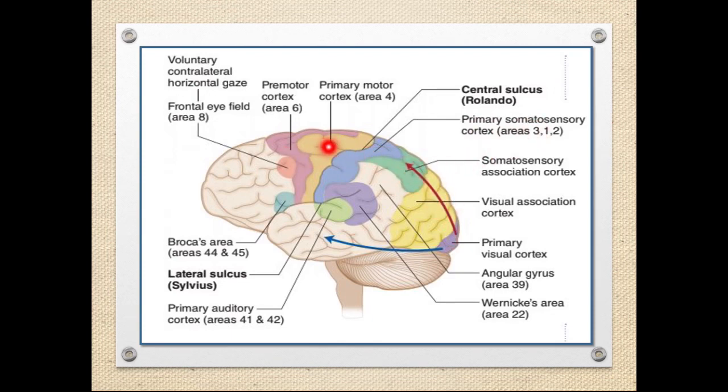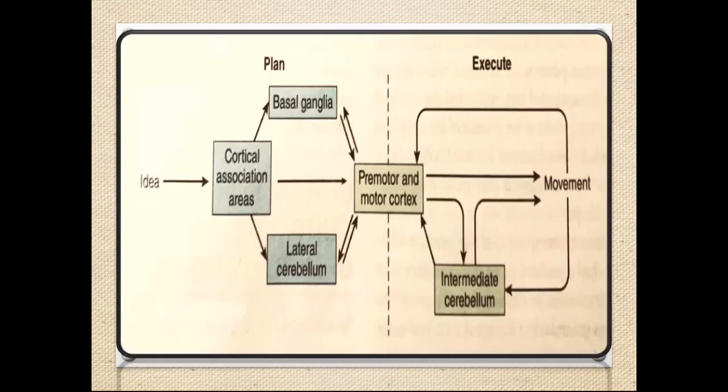So, you must be aware of where exactly it is located. The primary motor is precentral, and anterior to the primary motor is the premotor, and the postcentral gyrus is the somatosensory, and posterior to that is the somatosensory association area. Okay. Now, the regular diagram.